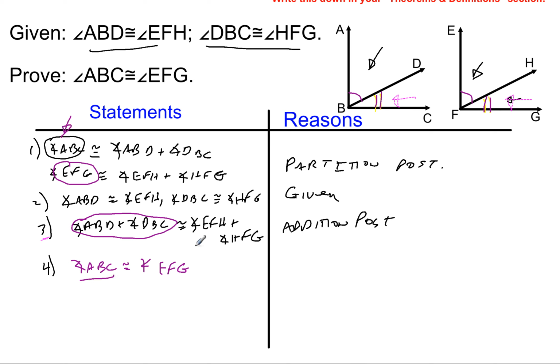What am I going to do with this statement over here? The part of this statement here, EFH plus HFG, is equal to EFG. So that's what allows me to substitute EFG for EFH plus HFG. So the reason for this is going to be the substitution postulate, or you can say the substitution property. Postulate or property is perfectly fine.